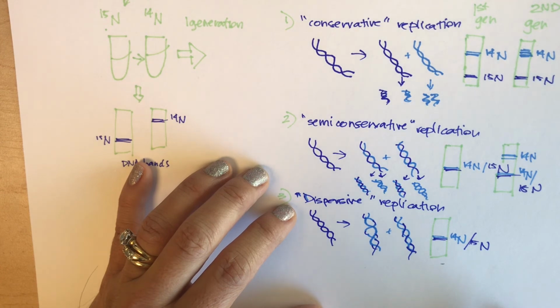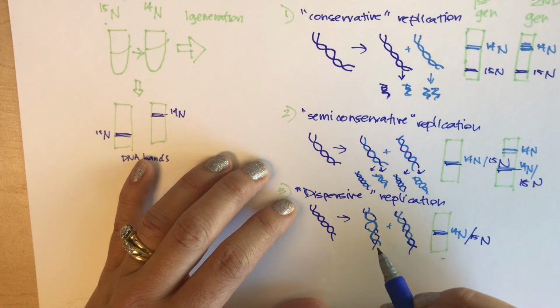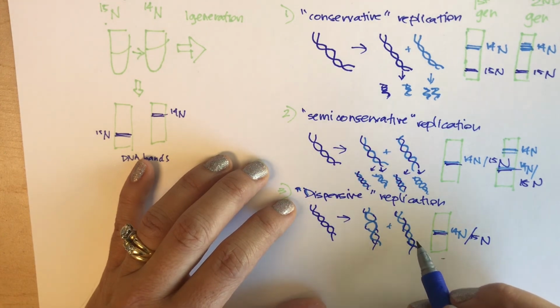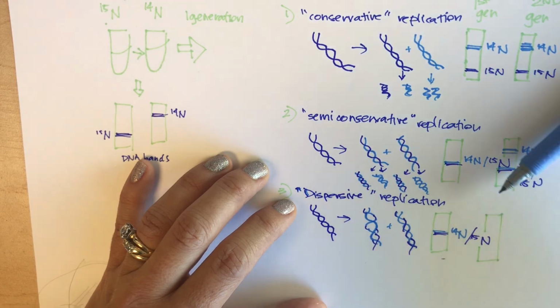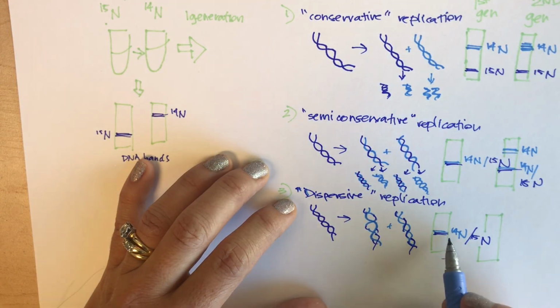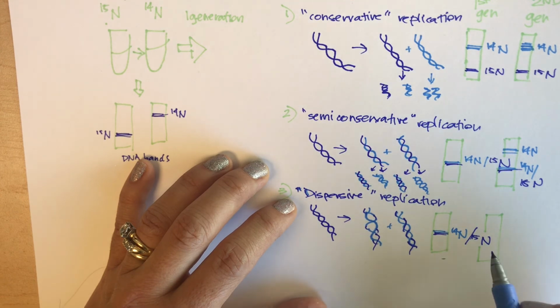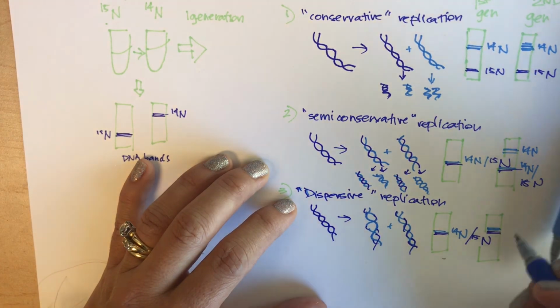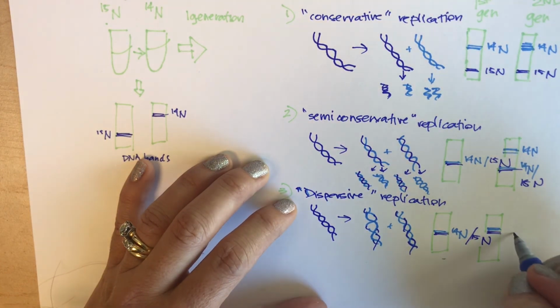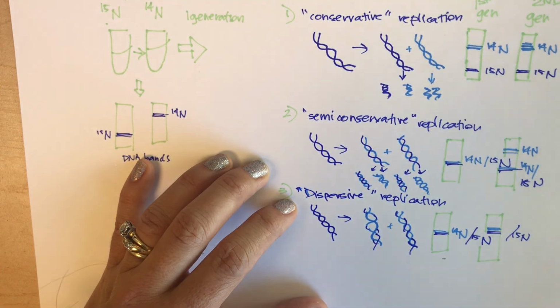For dispersive replication, we would expect to see the exact same thing happening in the next generation. So each of these two mix and match strands would still be mix and match. And so in our second generation, we would still expect to see this one band, only it would be even lighter than the first generation, since we grew a second generation in the light nitrogen. So this would still be a 15N, 14N hybrid for every strand, only now with more 14N than 15N.